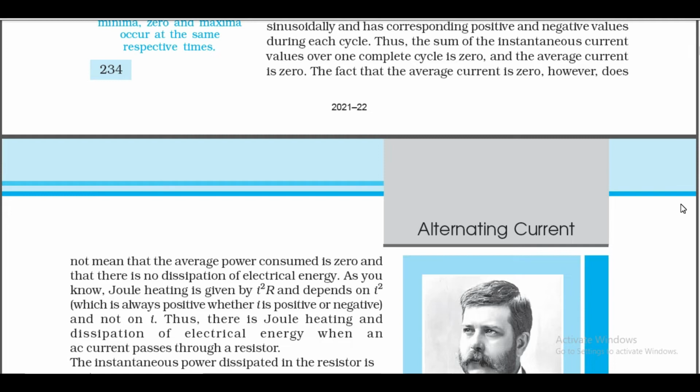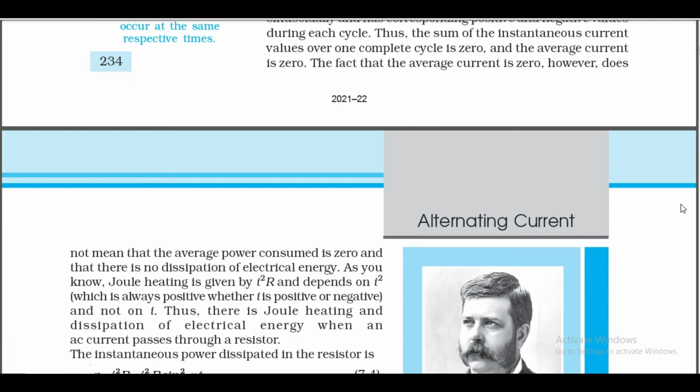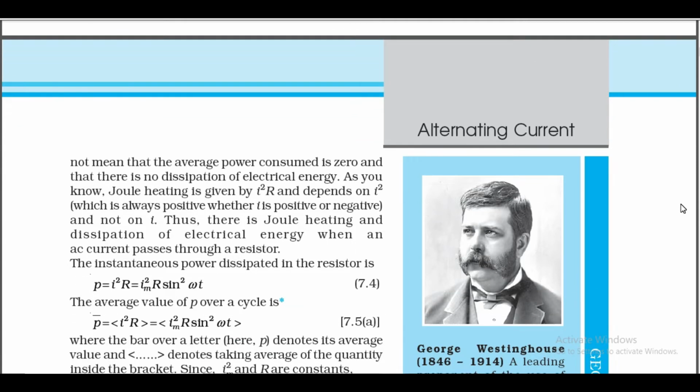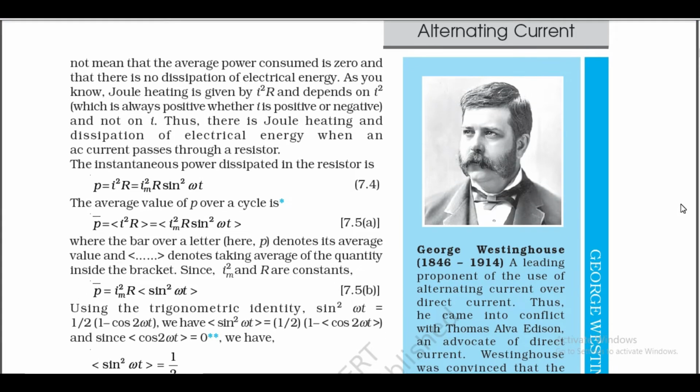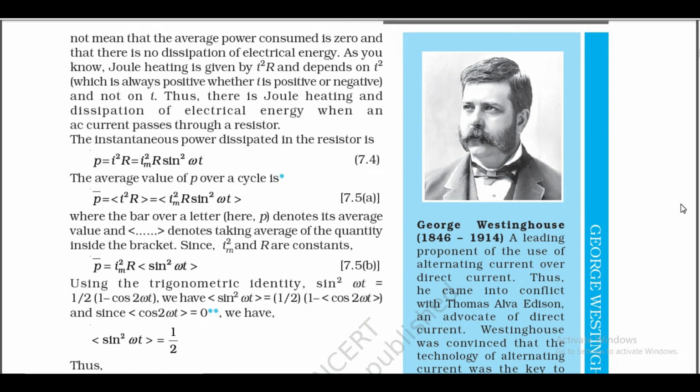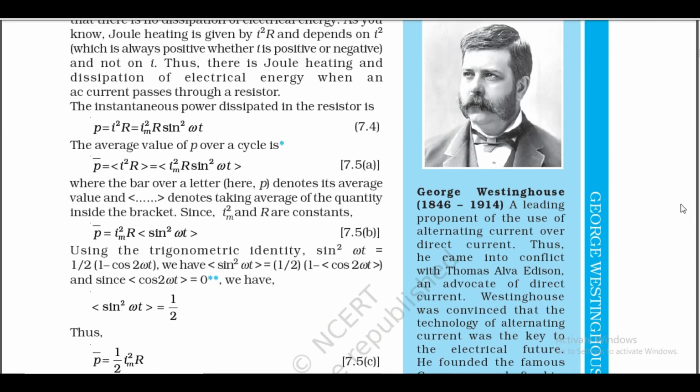The fact that the average current is 0, however, does not mean that the average power consumed is 0 and that there is no dissipation of electrical energy. As you know, joule heating is given by i squared R and depends on i squared, which is always positive whether i is positive or negative, and not on i. Thus, there is joule heating and dissipation of electrical energy when an AC current passes through a resistor.